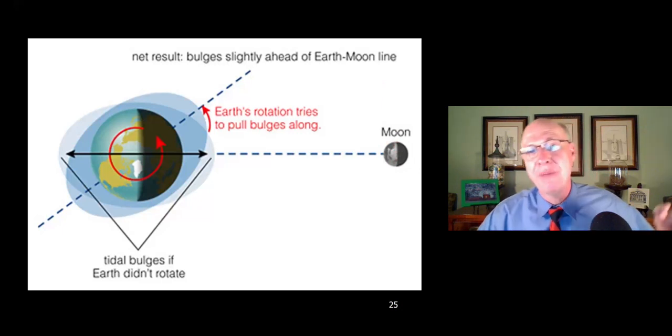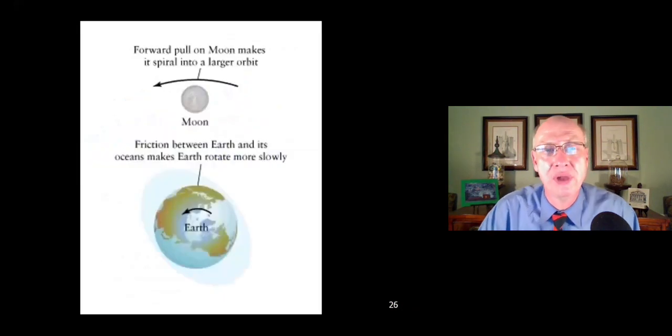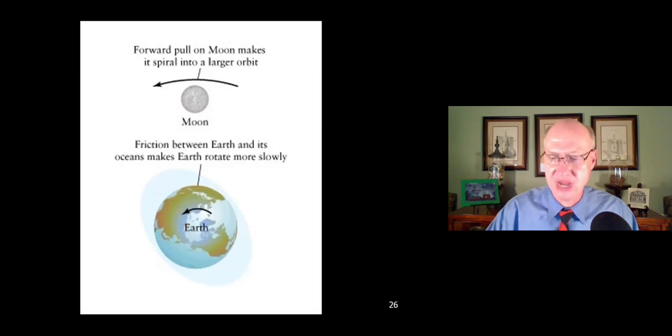the moon. And if you go back to the circular orbit velocity equation that you saw last time, if we speed up the moon, it turns out the moon is going to move to a higher orbit. So one consequence of this is that the moon is speeding up in its orbit, but it's also pulling away from us. Another consequence of this bulge being out in front of the moon is that the moon is pulling backwards on the bulge, and that is slowing the Earth's rotation down. So the forward pull on the moon makes the moon spiral into a higher orbit, but friction between the Earth and the oceans makes the Earth rotate more slowly. The moon is pulling backwards on that bulge, and that is slowing down the rotation of the Earth.